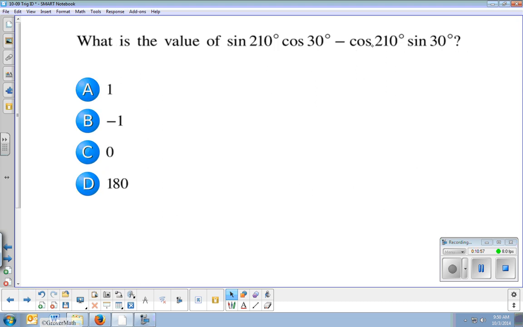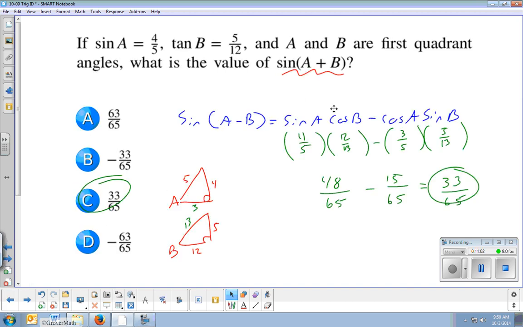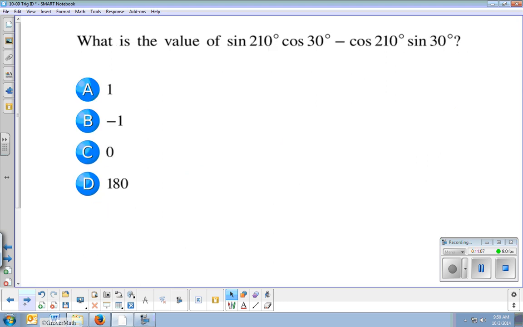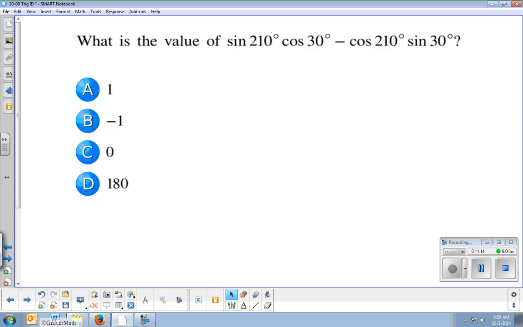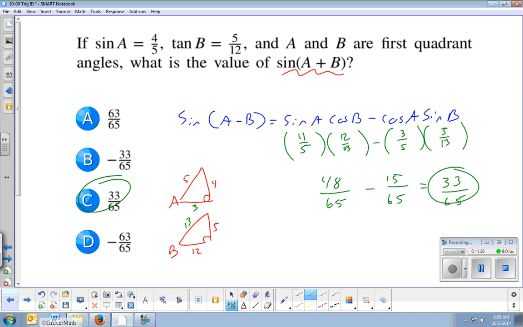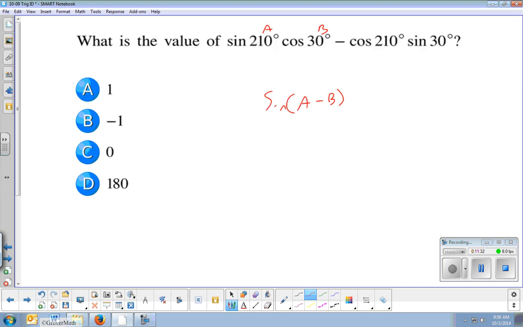Sine 210 cos 30 minus cos 210 sine 30. You need to recognize this as something like this. So what identity has sine cos minus cosine? Well, that's actually what we just did. This is sine cos minus cosine. It's the sine A minus B identity. So this is simply looking at the sine A minus B identity, where this is acting as A and B. Yep, this is A and B.